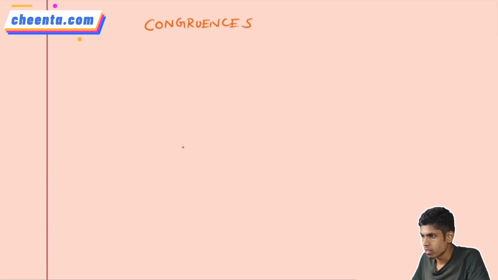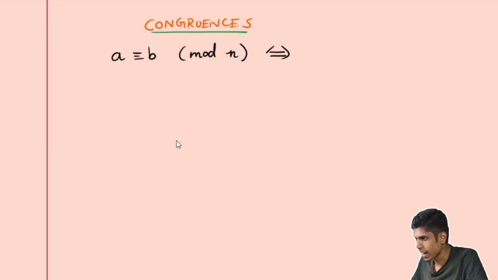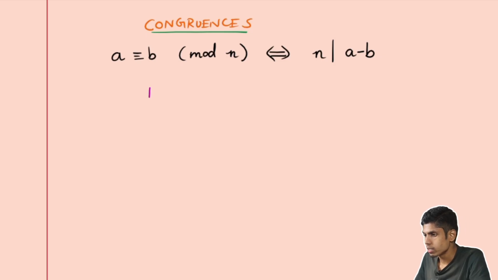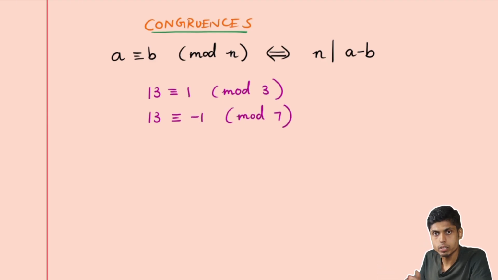So let's learn what congruences are. We say a is congruent to b modulo n if and only if n divides a minus b. There are other equivalent definitions, but we will stick to the most basic one. n divides their difference. Say for example, 13 is congruent to 1 modulo 3, and also 13 is congruent to minus 1 modulo 7. Their difference is divisible by the number inside the modulo.